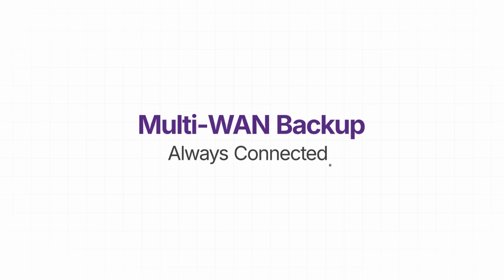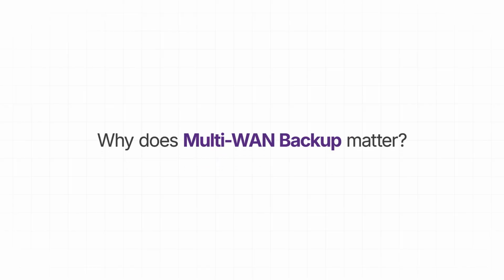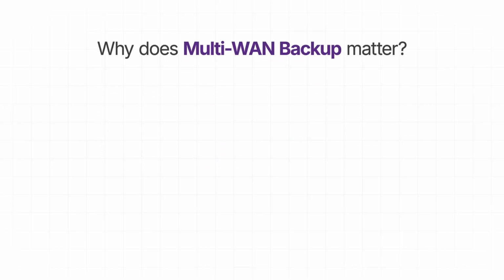Internet down? With Multi-WAN Backup, your gateway keeps running by switching between Ethernet, Wi-Fi, or cellular, so your devices stay connected no matter what. So, why does Multi-WAN Backup matter? Here's what it really helps you with.